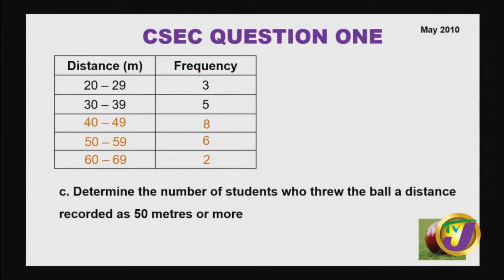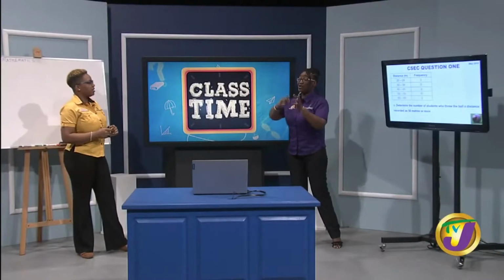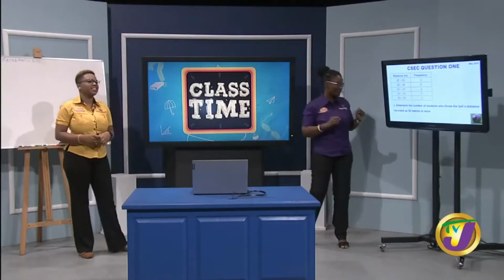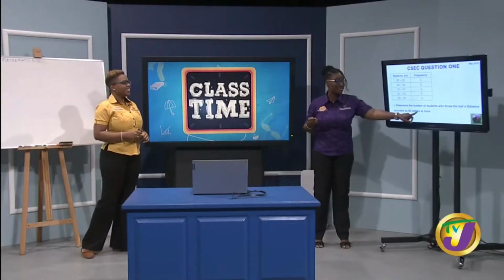A lot of times students struggle with this, the "or more", 50 meters or more. What does that really mean? Okay, so I'm thinking if it's 50 or more, we're looking at 50, 51, 52, 53, 60 something, 70 something. So any number greater than or equal to 50, because it did say 50 meters or more.